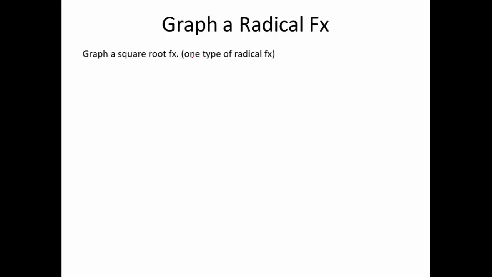In this unit, we're going to learn how to graph a square root function. So the notation for a square root function is like this. And this is what we call a radical sign. So that's why it is one type of radical function.